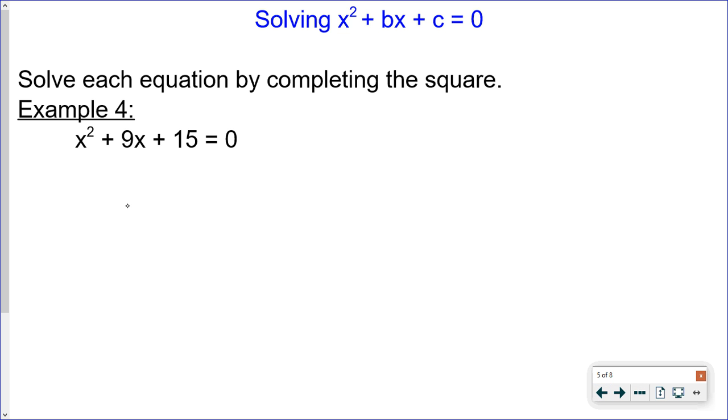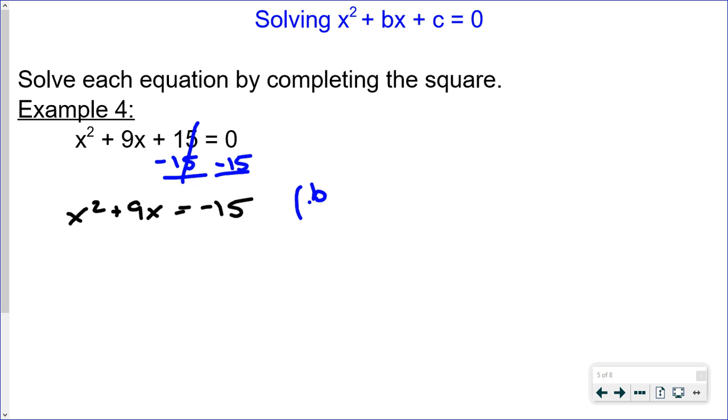All right, so let's look at another one of these. So again, I want to put the C value over on the other side. So minus 15. So I have x squared plus 9x equals negative 15. Find what b over 2 to the second power is. So it'll be 9 over 2 to the second power.